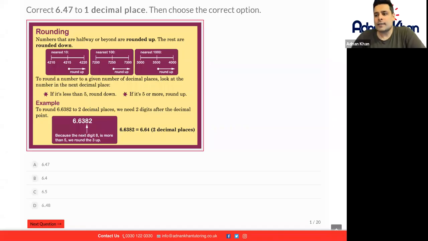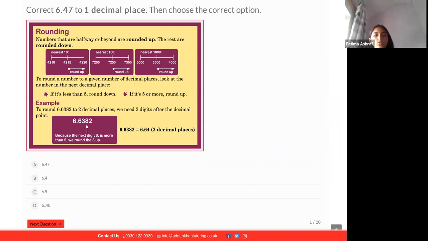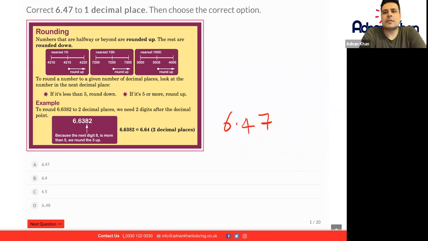One decimal place. How would you work this out? Using the example they've given us, if it was to 2 decimal places, you'd need to find the second digit after the decimal, but this is 1, so the first digit after the decimal would be the 4. And then you'd either round that up or down, and since it's a 4, you'd round that down. Fantastic. So it would stay as 6.4.